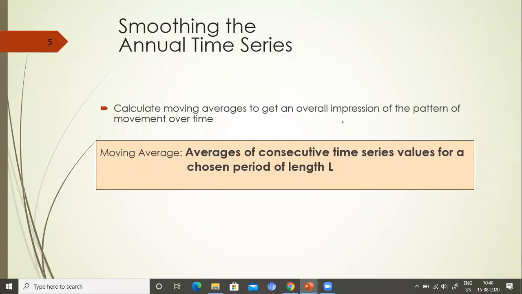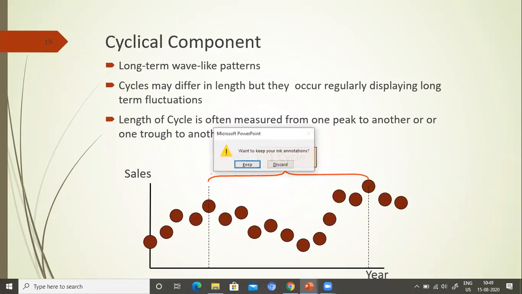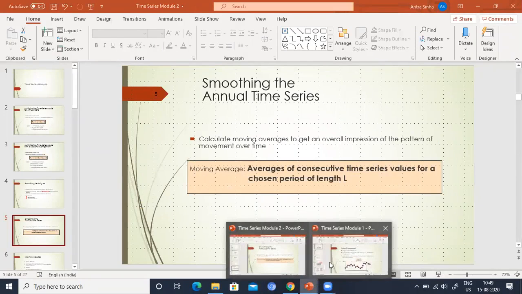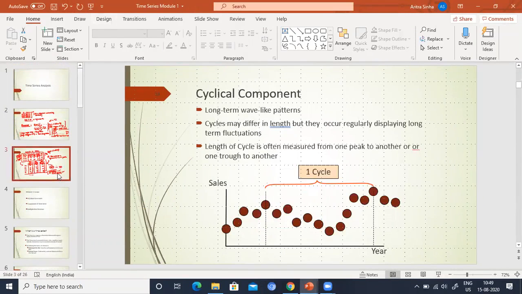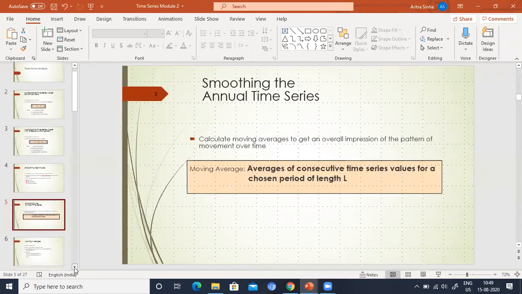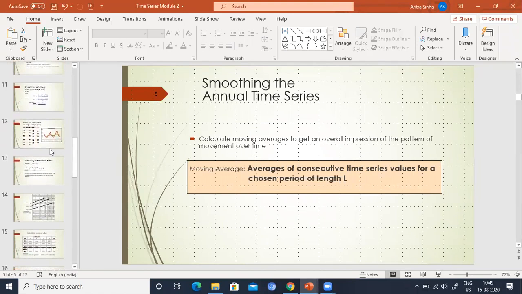Now, calculating moving averages gives the overall impression of the pattern of the data and its movement over time. These are averages of consecutive time series values for a chosen period of length L. Now you will be able to relate to the example we discussed. I'm just going to copy that slide from the earlier module and bring it to this discussion, because now you can start visualizing what we talked about then.